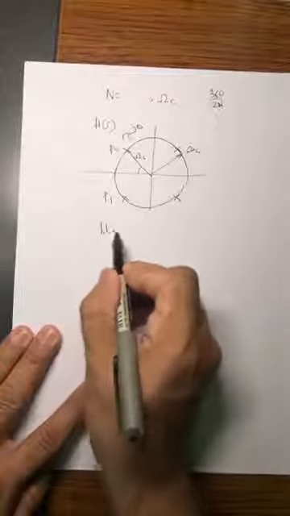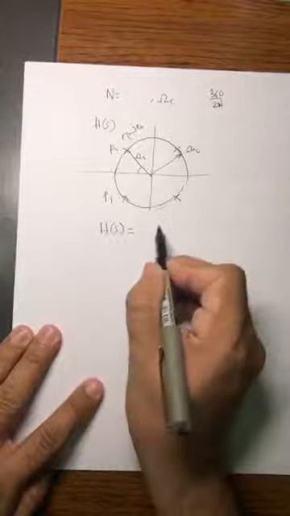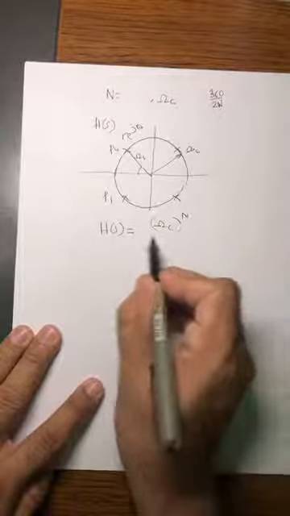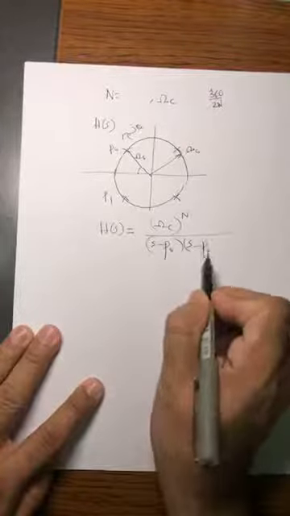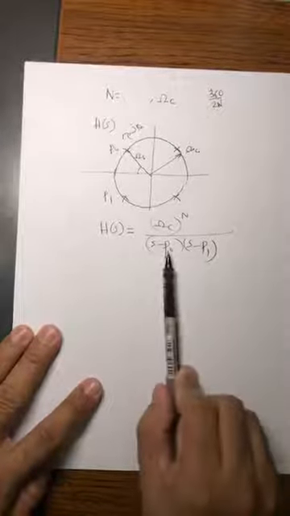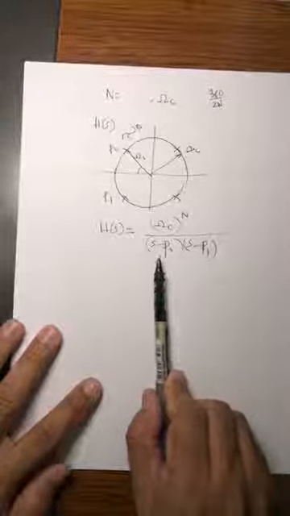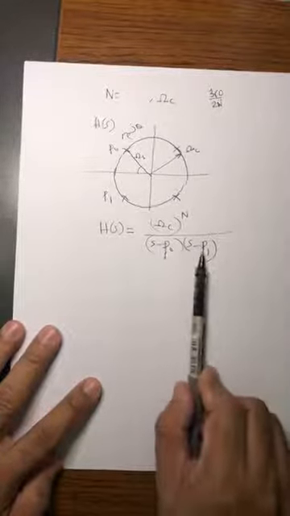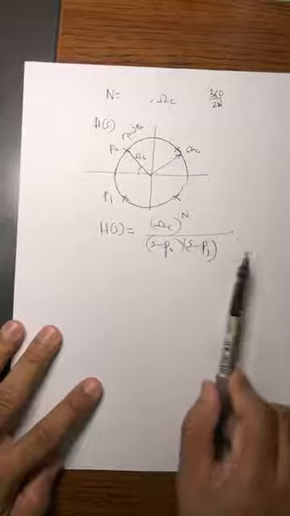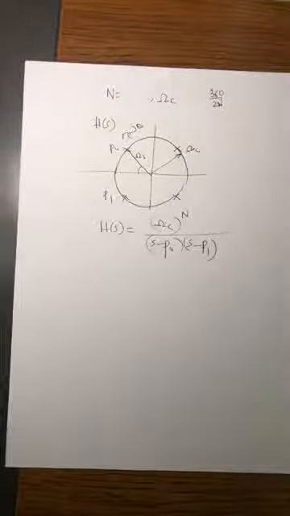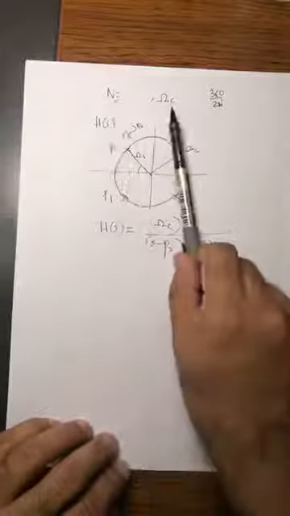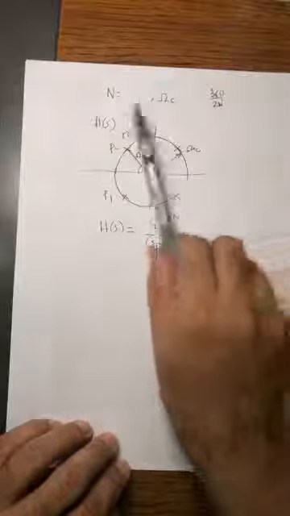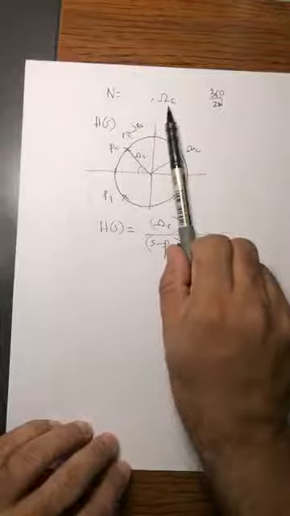So H of s is simply omega c raised to the power n over (s minus p naught)(s minus p1), and then you multiply them together, it will be converted into a polynomial with coefficients a1, a2, a3. So this is the design. So what is left to be calculated is the value of n and the value of omega c. These are the only two unknowns which you have to figure out given the specifications.